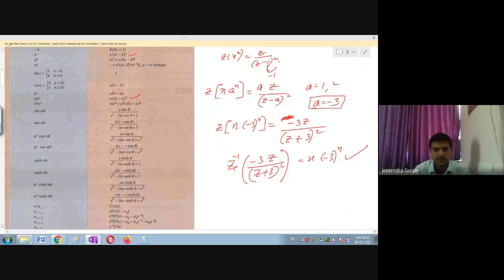If it is minus 1, you are right. You can take this n square directly. But here it is minus 3 is there. So therefore this will become plus, and reverse this. Inverse we will take. Inverse Z transform will be minus 3z divided by z plus 3 square is equal to n into minus 3 raised to n.